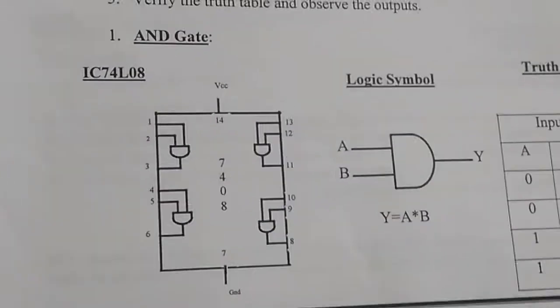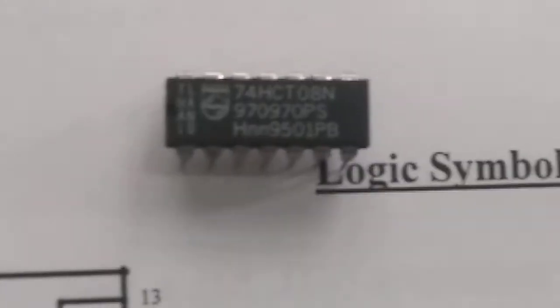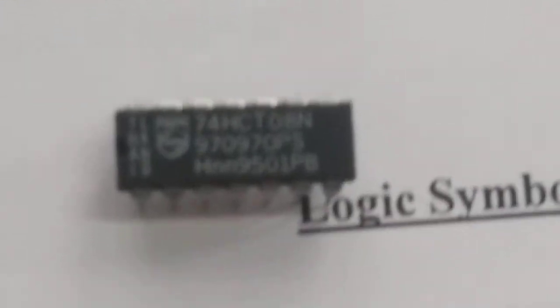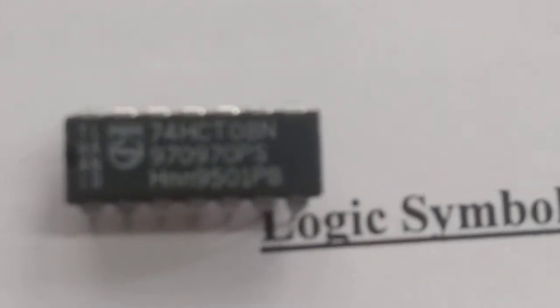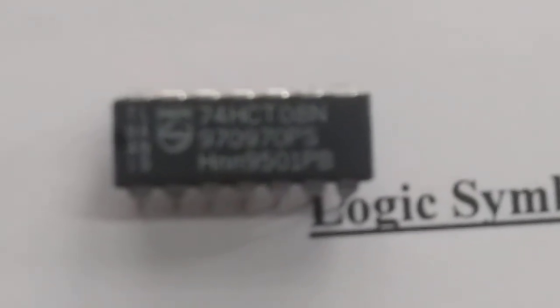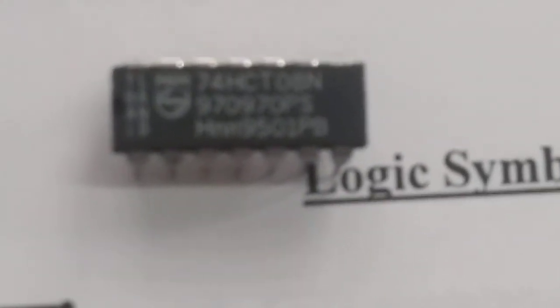So this IC is IC number 7408, that you can see here. So this is 74HCT08N. That means it is 7408. Okay. So here this is a 14 pin IC.